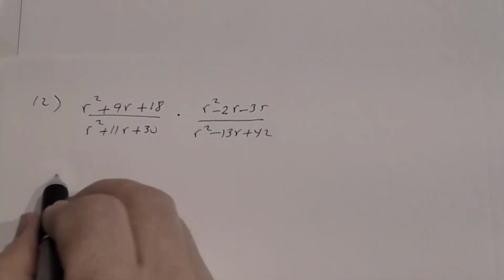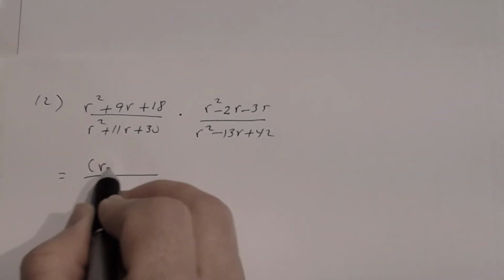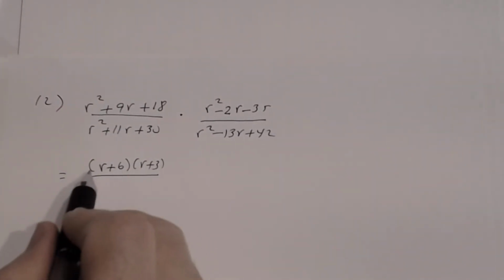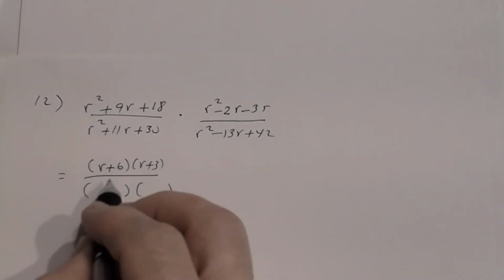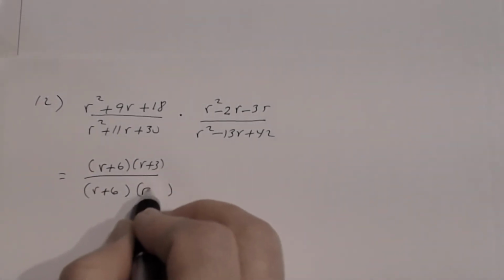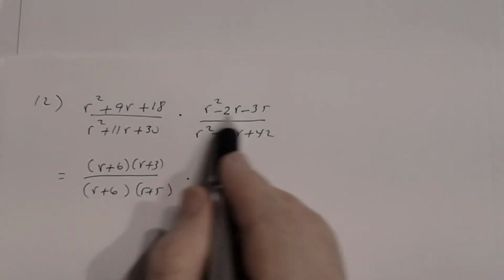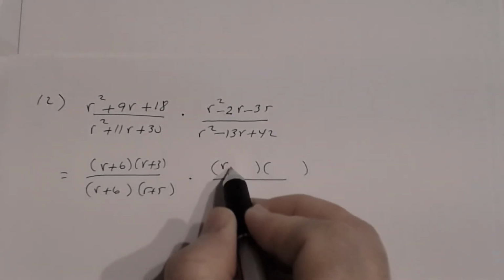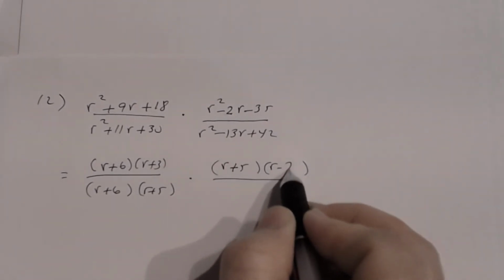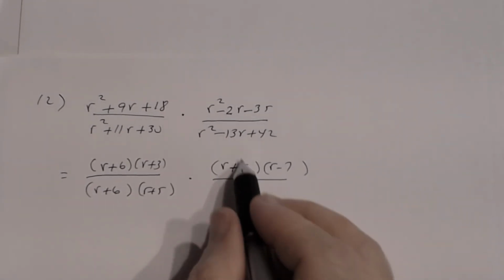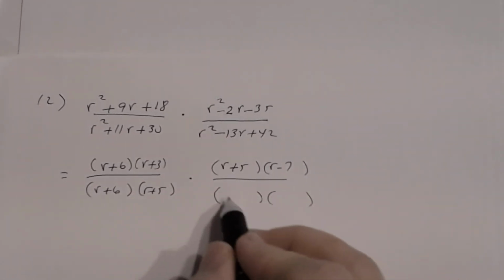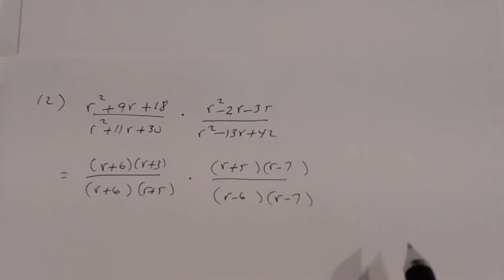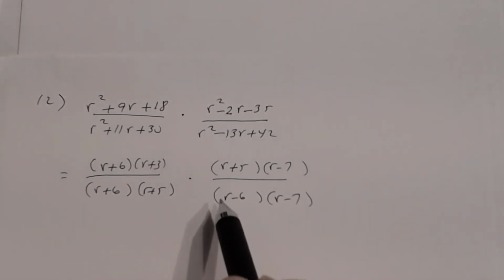So when I factor the numerator here, it looks like I'm going to get r plus 6 times r plus 3. Okay, so that gives us this. The denominator looks like that's going to be r plus 6 times r plus 5. Okay, and the numerator over here, that looks like that's going to be r plus 5 times r minus 7. Yeah, that's correct. And then the denominator, that looks like that's going to be r minus 6 times r minus 7. Okay? All right, now once you factor, remember the next step is to reduce.